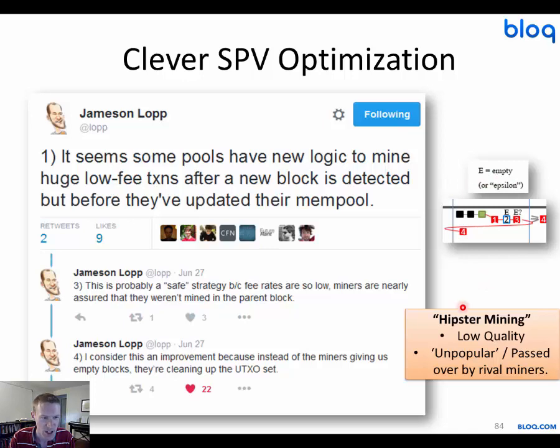But the strategy is, after a new block is detected, instead of mining a block that's completely empty, you grab low quality transactions that you think were passed over by rival miners in the previous block.